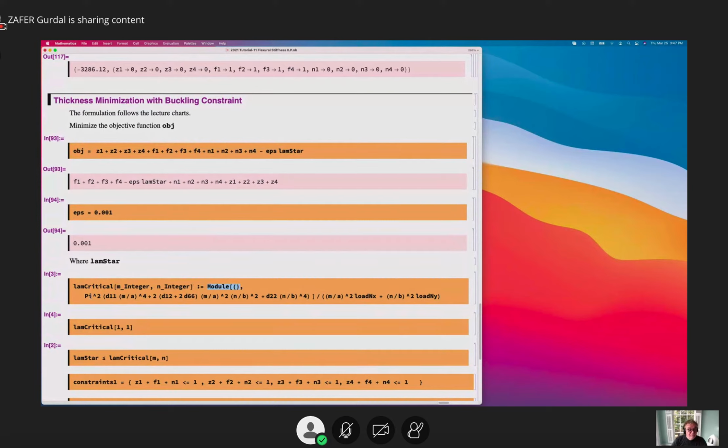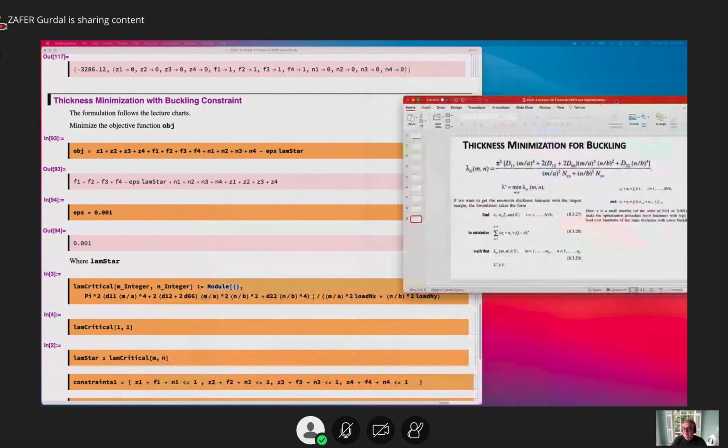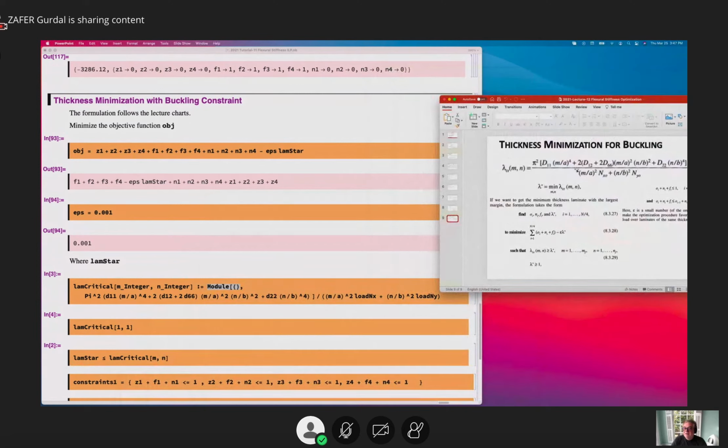And I wrote a module: pi squared D11 M over A to the fourth. This is exactly the same equation that was in the PowerPoint charts, just to show you what we are doing here. We are repeating this expression here as lambda critical as a function of M and N. N0 and Y will be given. A and B will be given. And we won't know what M and N are, but we're going to determine M and N by trying all combinations of M and N that we're going to be considering for this particular problem. So let's execute this module.